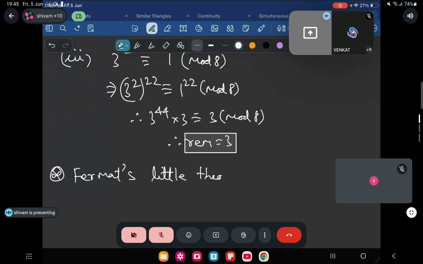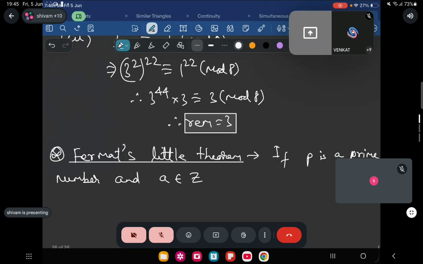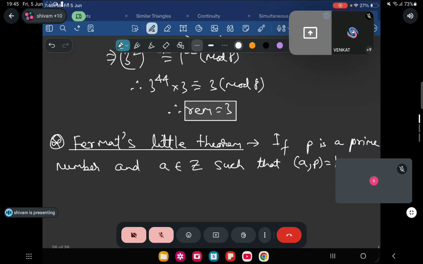So what does Fermat's little theorem say? Pay attention. If P is a prime number and A belongs to integers such that GCD of A and P is equal to 1, then A to the power P minus 1 is congruent to 1 mod P.